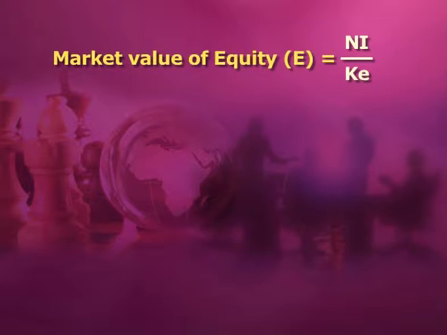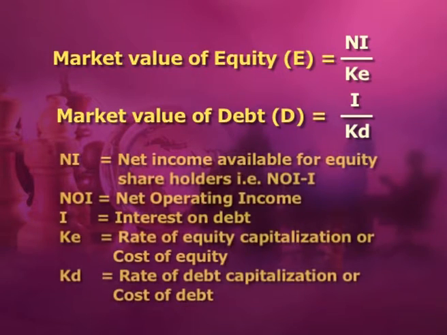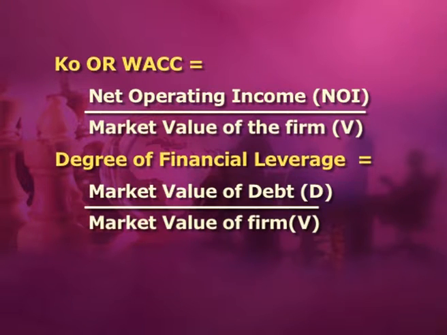Market value of equity E is equal to NI divided by KE, that is, net income divided by cost of equity. Market value of the debt D is equal to I divided by KD, that is, interest on debt divided by cost of debt, where NI is equal to net income available for equity shareholders, that is NOI minus I. NOI is net operating income, I is interest on debt. KE is the rate of equity capitalization or cost of equity. KD is the cost of debt capitalization, or we can say cost of debt. Cost of capital KO, or weighted average cost of capital WACC, is equal to net operating income NOI divided by the market value of the firm V, while the degree of financial leverage is equal to the market value of debt D divided by the market value of the firm V.